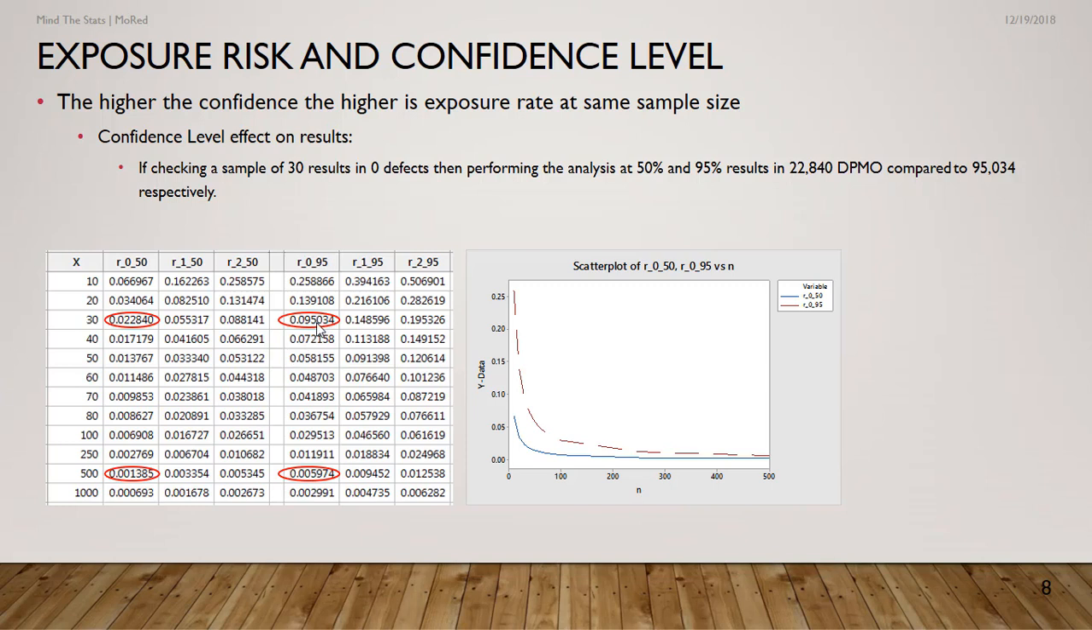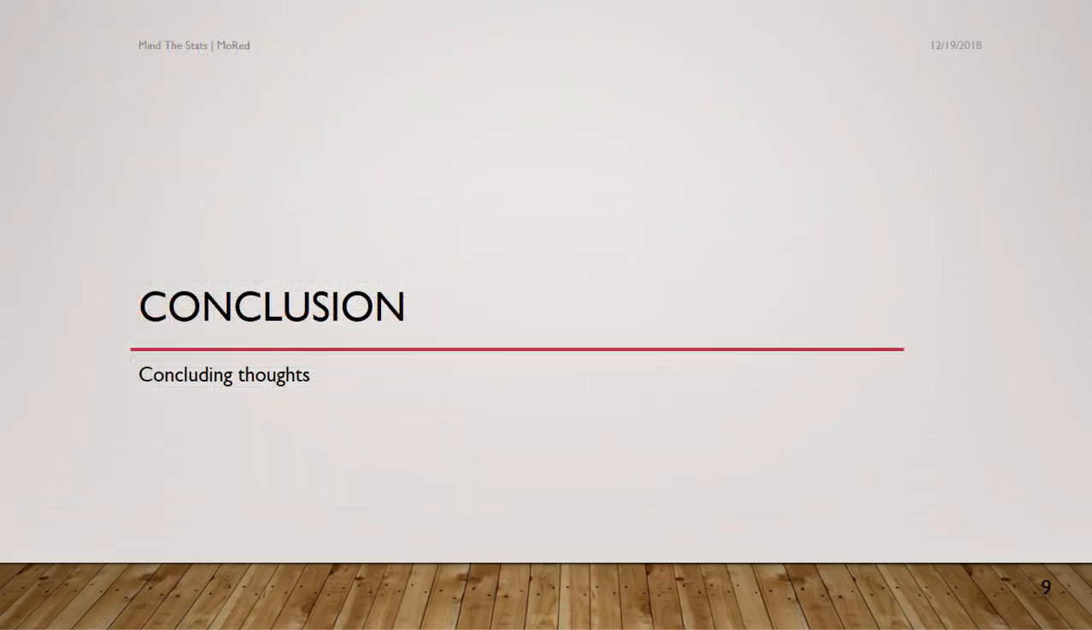Of course, it's 95,034 defects per million compared to 22,840. And this is a graph representation. So as you can see, as n goes higher, the risk is lower, and this is the 50%, and this is the 95% confidence level curve. This concludes our session on risk assessments.